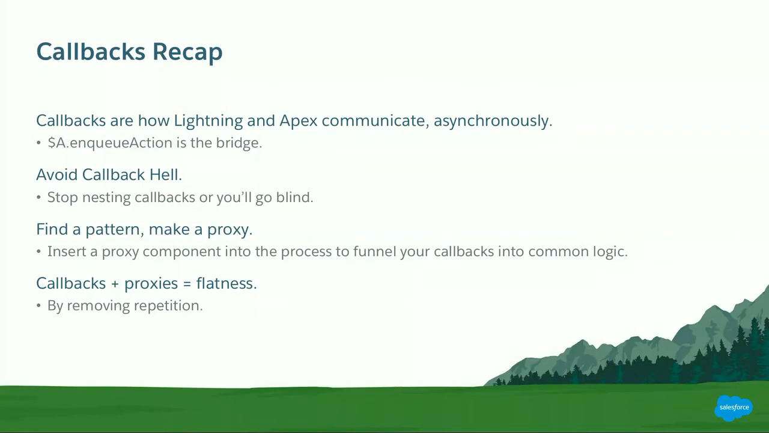So, quick recap on callbacks. It's how Lightning and Apex talk to one another. Everything's going through enqueueAction. That's the highway between your client and your server side. It's easy to get stuff deeply nested, find yourself in callback hell and forget what context you have. It's just kind of nasty to look at too.